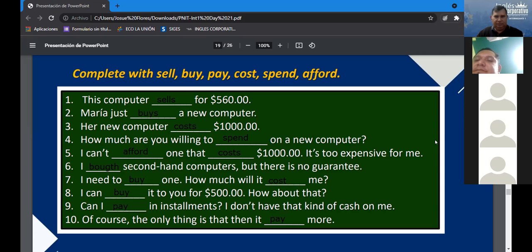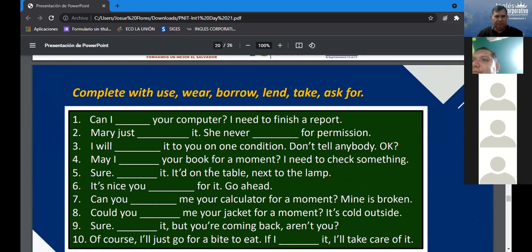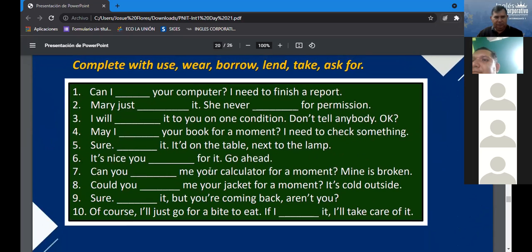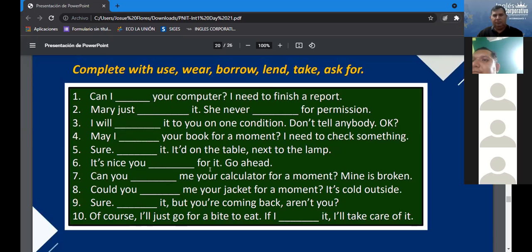So because I write it, I write it. Okay, that one. Use with where, borrow, lend, take, ask for. Can I borrow? So help me, classmates. Can I borrow your computer? I need to finish a report. What do you use? Can I use your computer? I need to finish a report. Borrow.